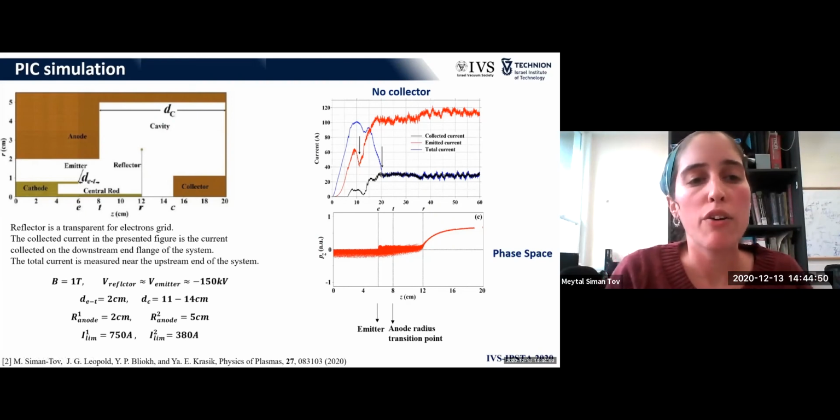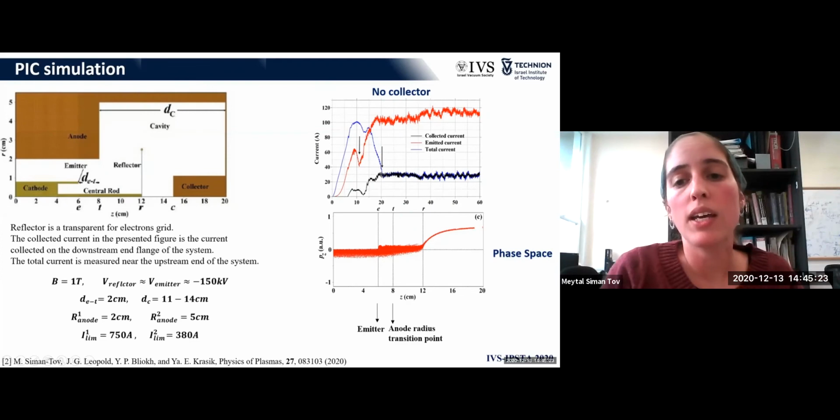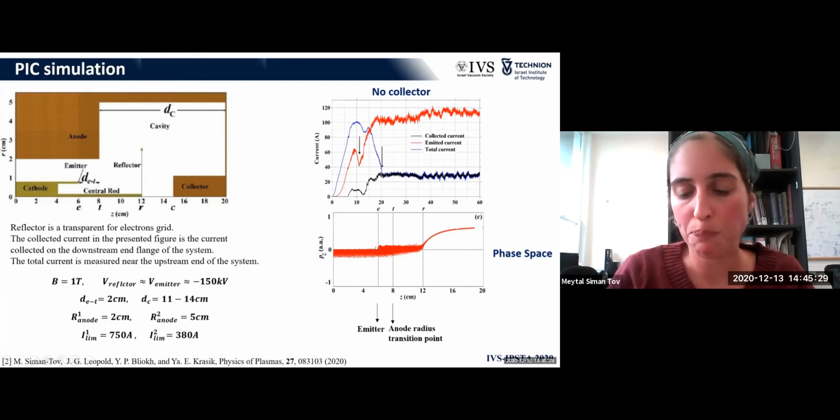Other electrons continue their motion and flow through the reflector, and in front of the reflector we get a space charge that accumulates there. From this location, if the absolute potential of this position, where we have the space charge, is higher than the potential of the reflector, then part of the electrons can penetrate the reflector and accelerate through the downstream end flange of the system. And then we get the signal of the collected current. At the end, we get a squeeze state between the reflector and the emitter.